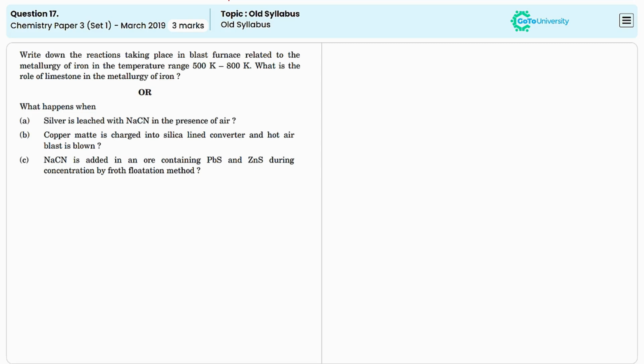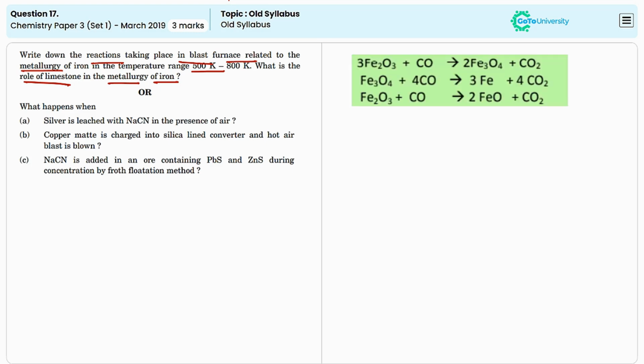For the first question, we have to write down the reactions which take place in a blast furnace related to the metallurgy of iron at a temperature range of 500 Kelvin to 800 Kelvin. And we also need to explain the role of limestone in metallurgy of iron. At a temperature range between 500 Kelvin to 800 Kelvin, different reactions are taking place inside the blast furnace.